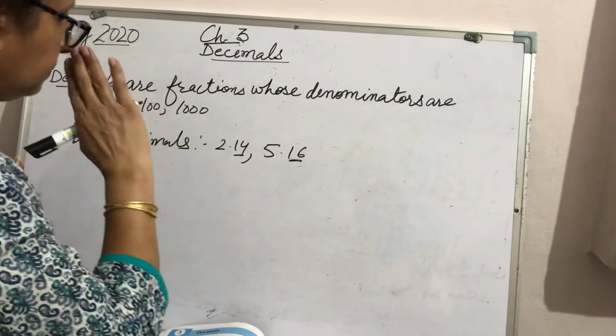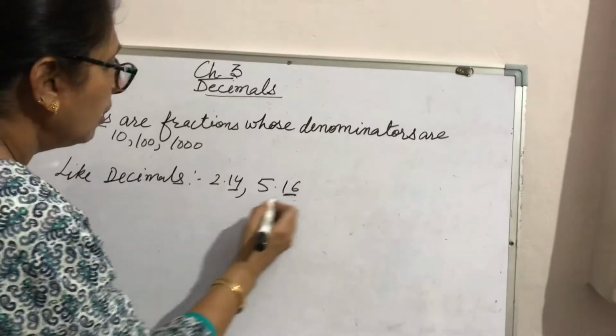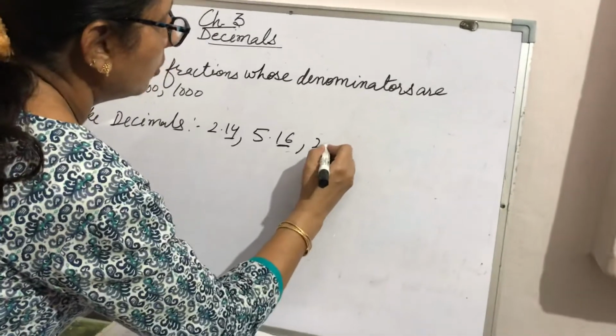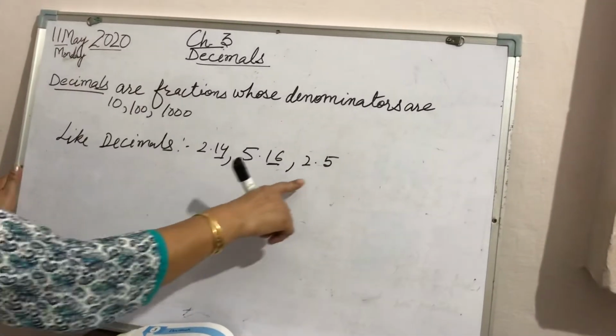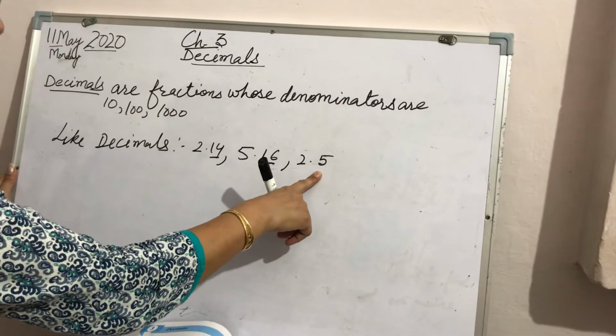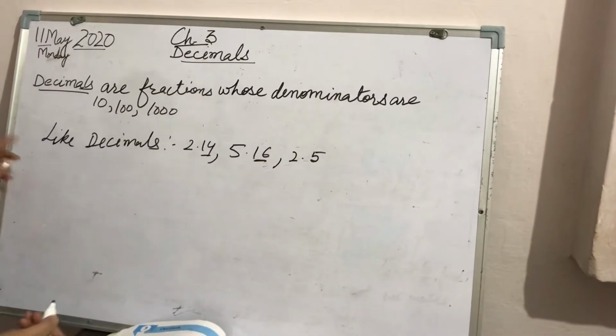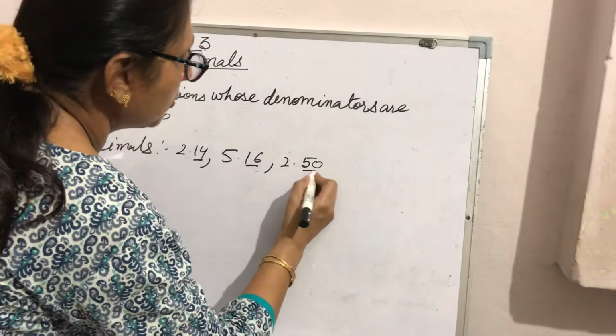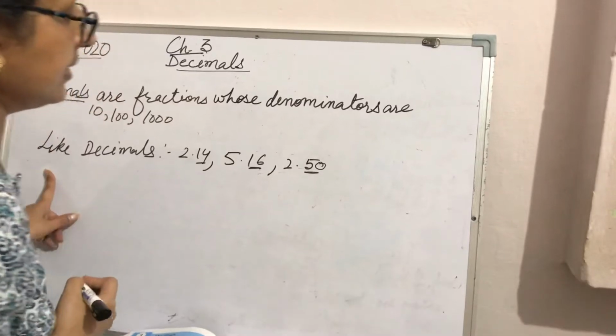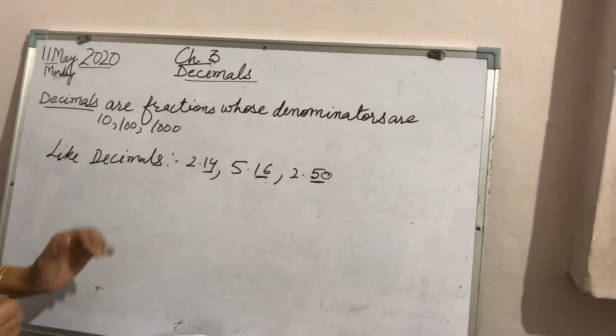If in this way 2.5, if there is a single digit in the decimal part and we have to make it into like decimals, we'll use 0. So there should be two digits in the decimal part. This is known as like decimals.